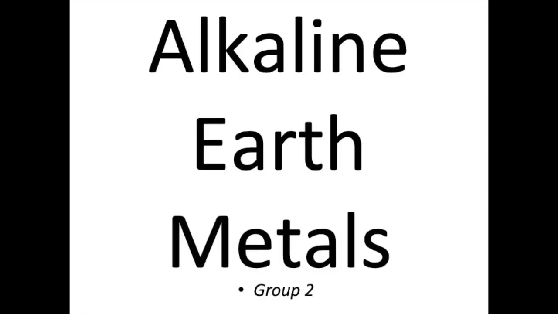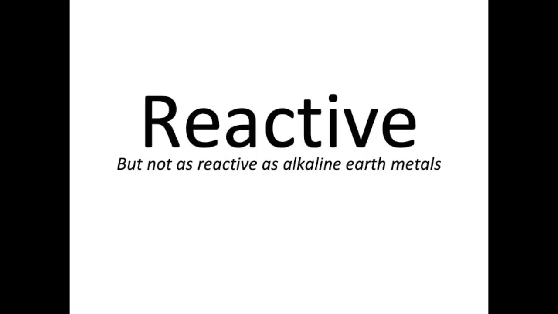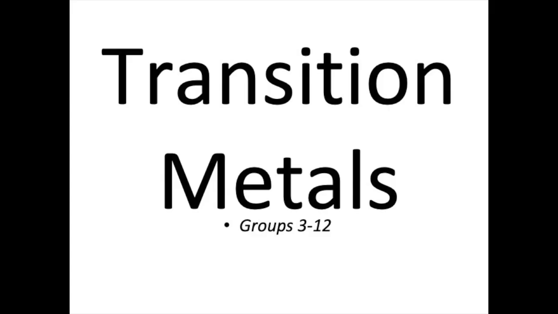Our next group we're going to look at are the alkaline earth metals, and they are in group 2, so they're that second column, and their electron configuration will end as s2. Alkaline earth metals are also reactive, but they are not as reactive as the alkali metals. Our next section is the transition metals, and they are groups 3 through 12, and they are all characterized by having d electrons and f electrons. All of them do have d electrons, and the bottom 2 rows have f electrons.